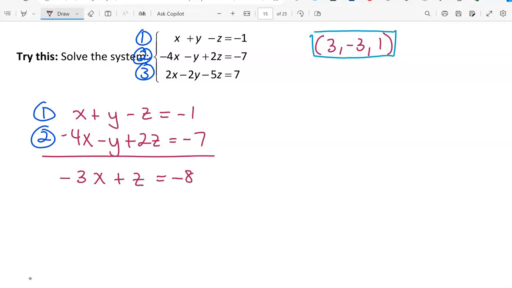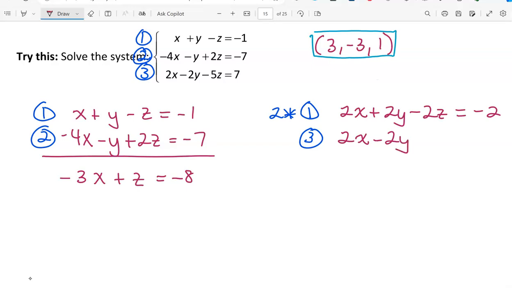Now we want to get rid of y using a different pair of equations. So I'm going to choose equations 1 and 3, and I'll multiply equation number 1 times 2. So multiplying equation 1 times 2 gives us 2x plus 2y minus 2z equals -2. And then equation 3 as is, 2x minus 2y minus 5z is equal to 7. And adding those together, 4x minus 7z is equal to 5.